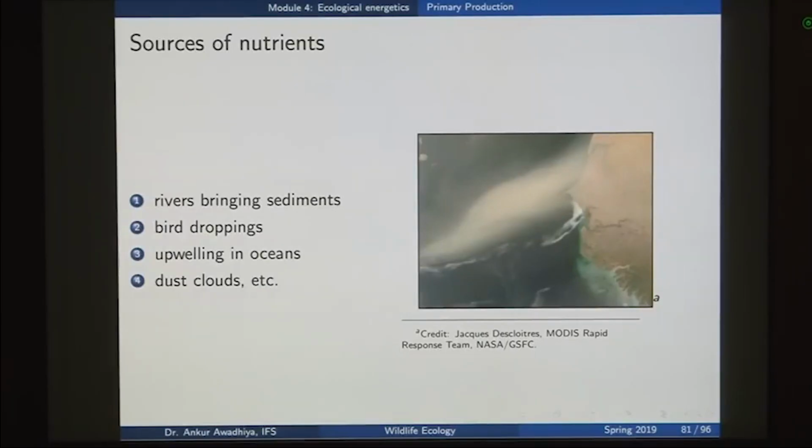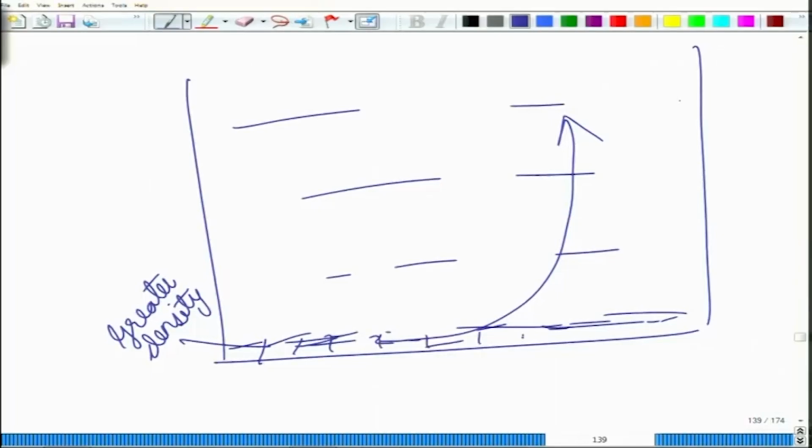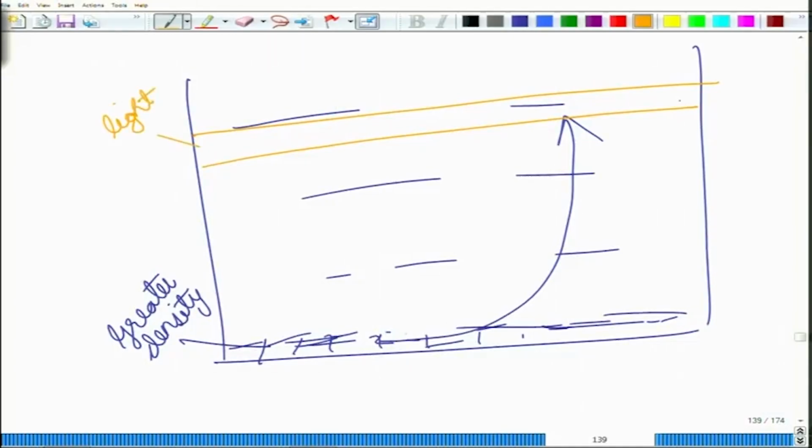Now, why was it not available to the plants at this depth? It was not available to plants because, in the case of an ocean, only this top layer is able to get light from the sun, and this bottom portion is dark. So, when it is dark, plants are not able to survive there, they are not able to use these nutrients, but only when these nutrients come up to the top and reach this zone that is photosynthetically active, are they able to use these nutrients.